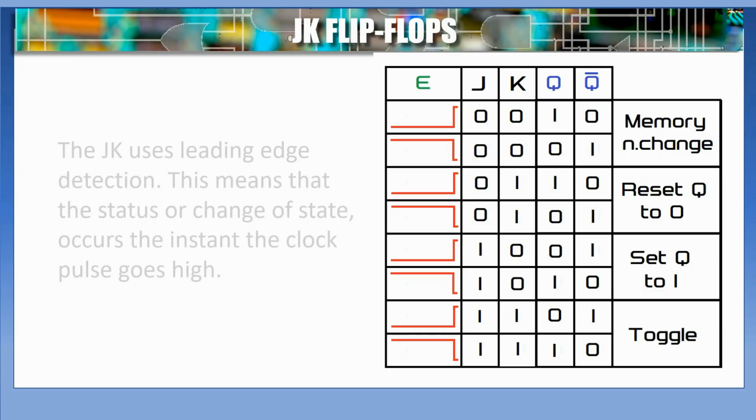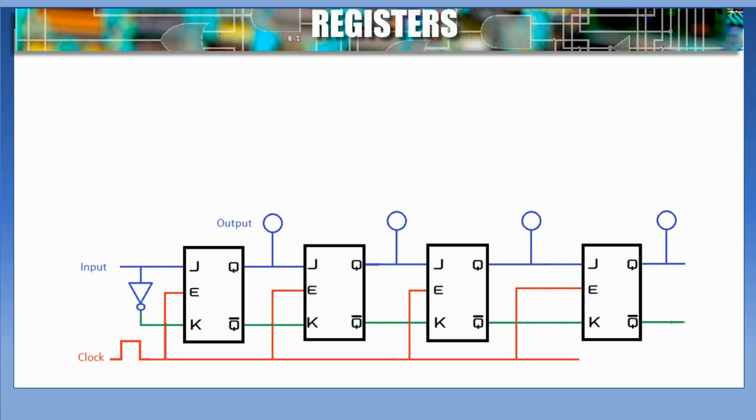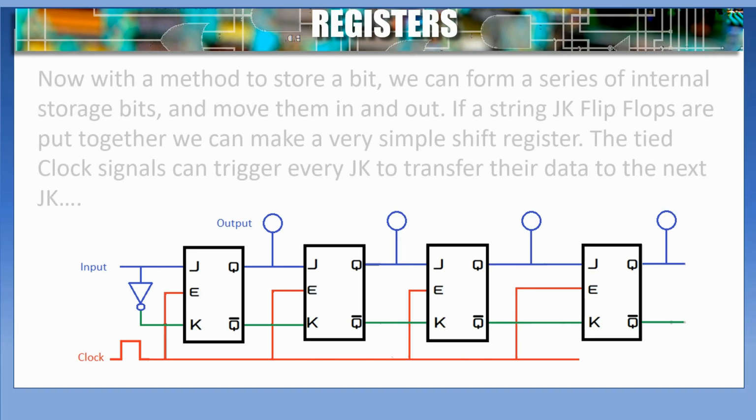The JK uses leading edge detection. This means the status or change of state occurs the instant the clock pulse goes high. With our JK flip-flop, we now have a successful way of storing and moving a single bit.